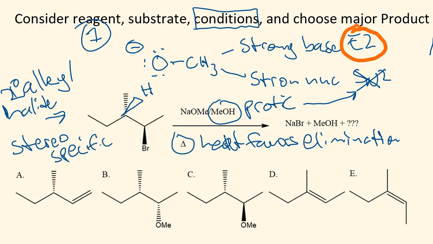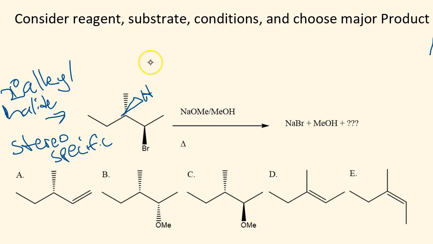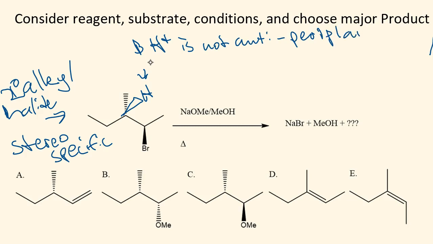Okay? Because the beta proton has to be anti-periplanar to the leaving group. And right now, our beta proton is not anti-periplanar. In fact, it has a 60-degree dihedral angle to the leaving group. So we need to do a rotation around this carbon to bring the methyl group to the down position and put the bromide on the dash.